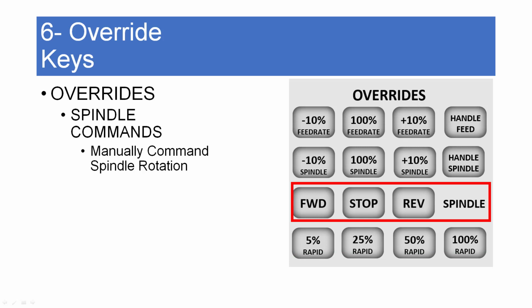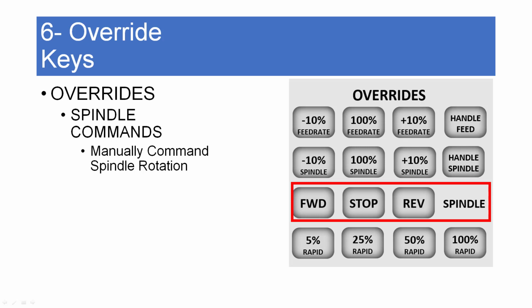Next is a set of keys to manually start and stop the spindle. These keys will turn the spindle on to the last programmed speed when you press forward or reverse, and stop it when you press stop. If no prior spindle speed is stored in memory, you must command a speed by entering a number on the keypad and then entering forward or reverse.